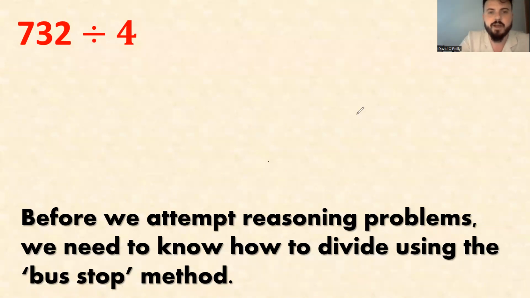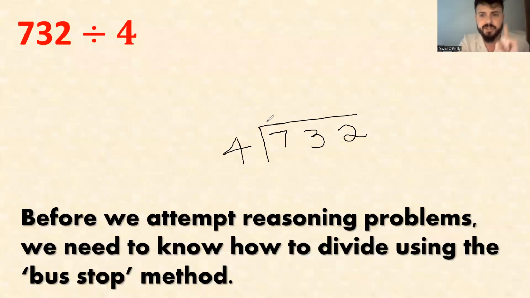Okay, let's give it a go. So 732 divided by 4. On this side, I've got 4. All right, how many times does 4 go into 7? Once. 4 times 1 is 4.